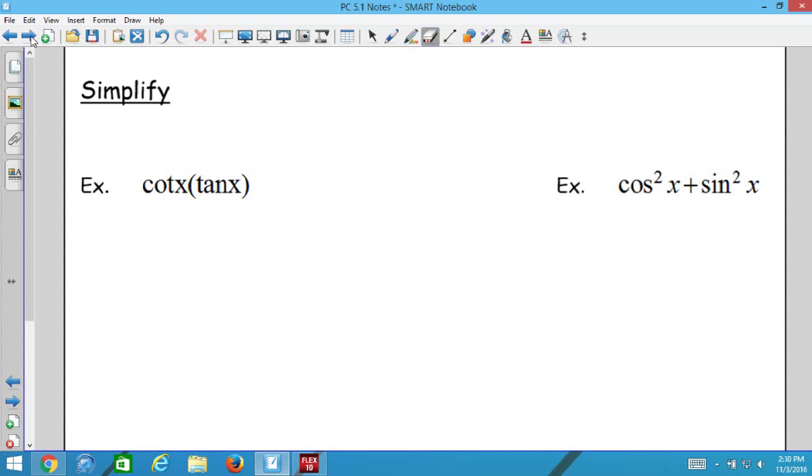So the first, all of these, the directions are simplified. Make it as simple as possible. Get rid of multiplication, get rid of division, add stuff together if possible. Simplify it. Cotangent x multiplied by tangent x.